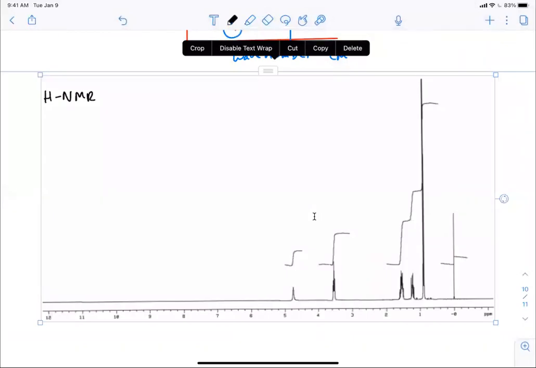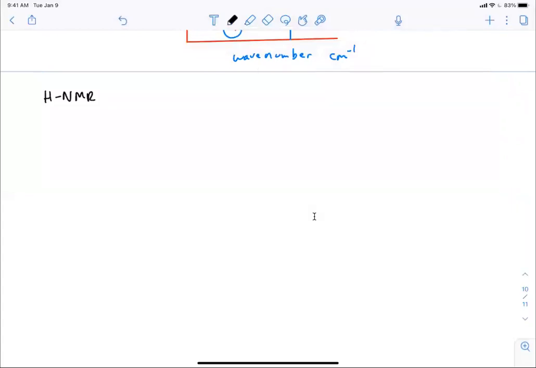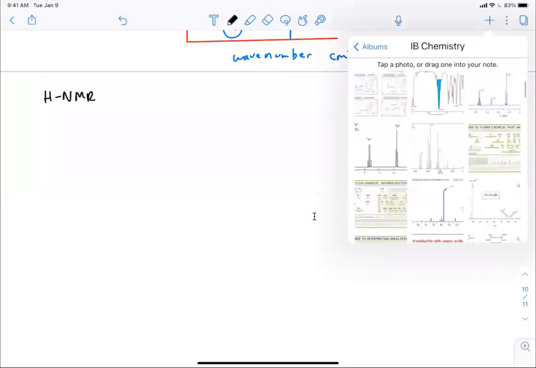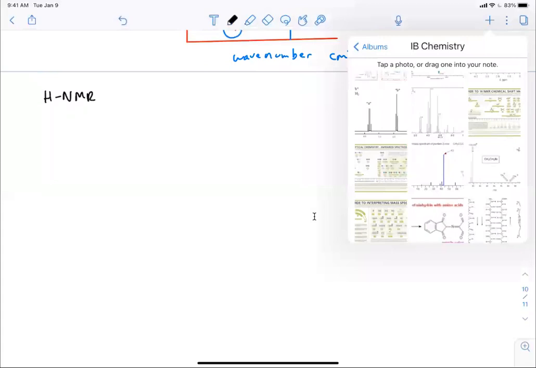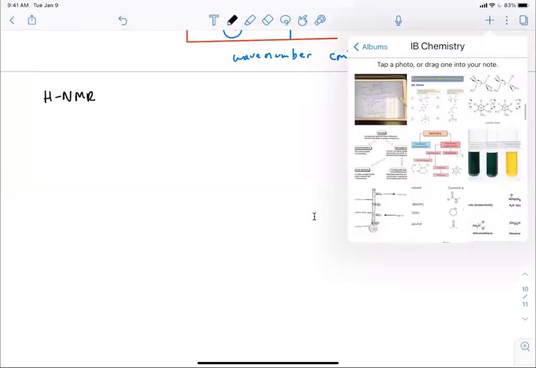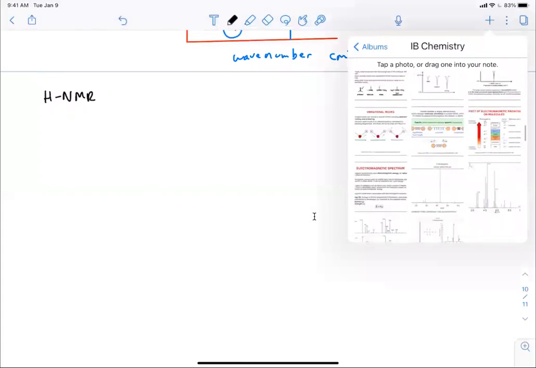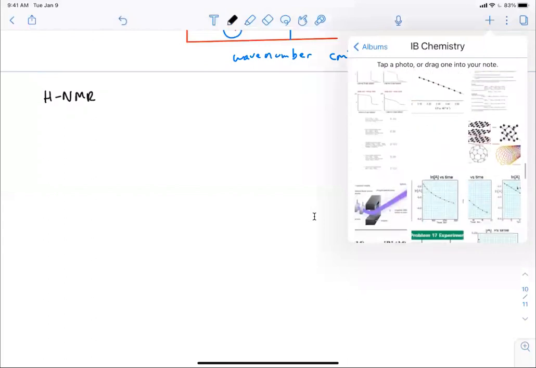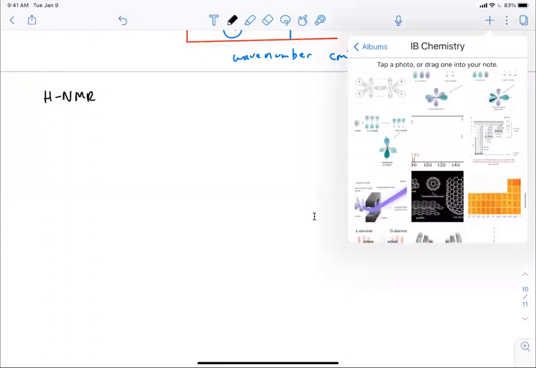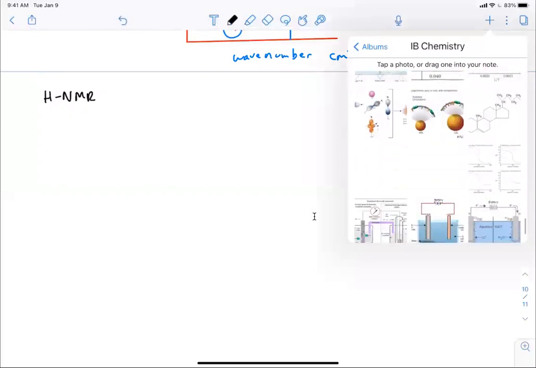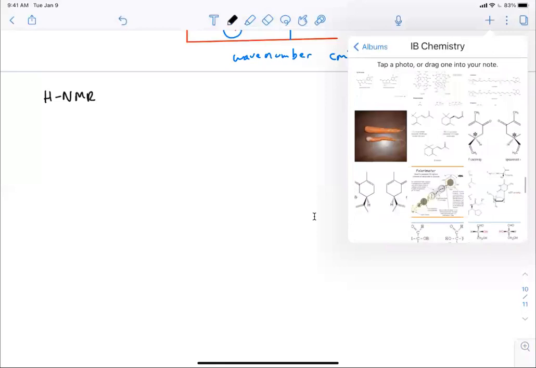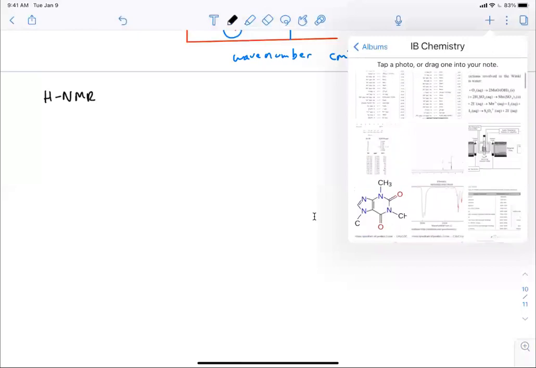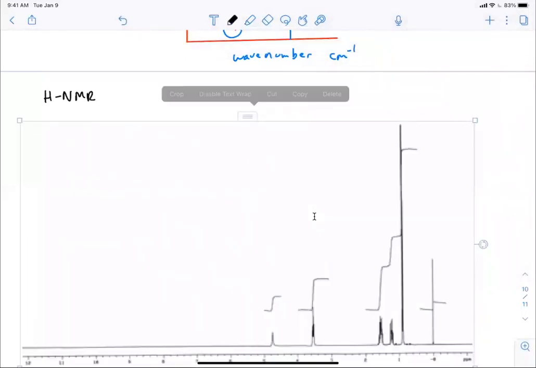I love this one. Don't. Oh, actually, maybe that one is okay. That one's just kind of hard to read. I was trying to find one that. We'll use this one. It's fine. Okay.